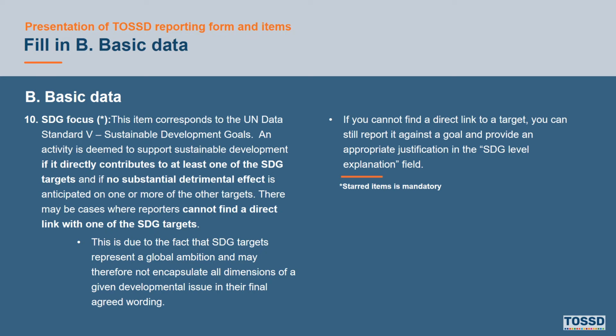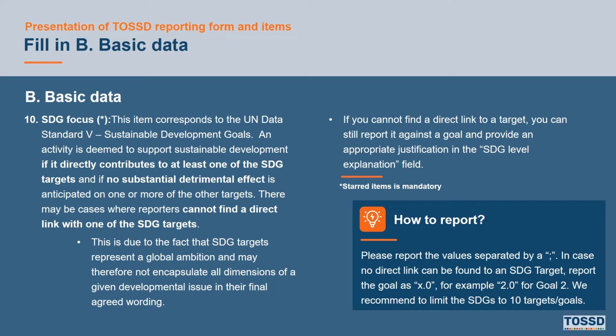There may be cases where reporters cannot find a direct link with one of the SDG targets, and this may be due to the fact that SDG targets represent a global ambition and may therefore not encapsulate all dimensions of a given developmental issue in their final agreed wording. Therefore, if you cannot find a direct link to a target, you can still report the activity against the goal and provide an appropriate justification in the SDG level explanation field.